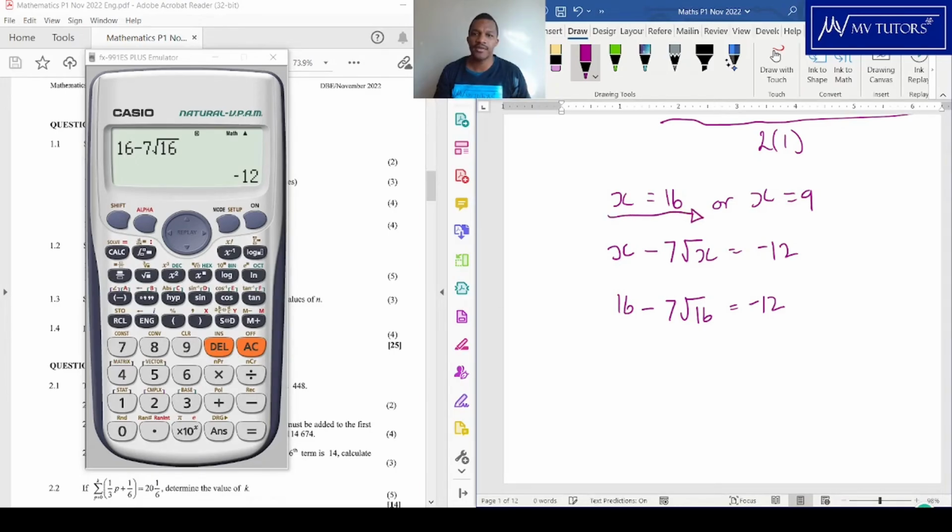Now let's check the other one. 9 minus 7 square root of 9. Oh, well, it's not looking good already.